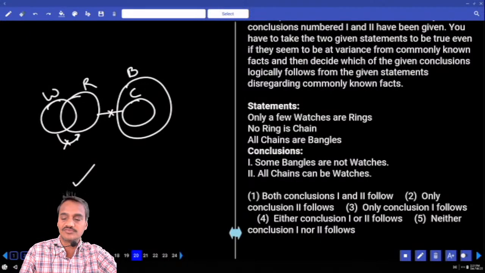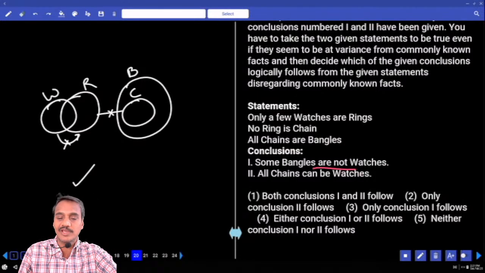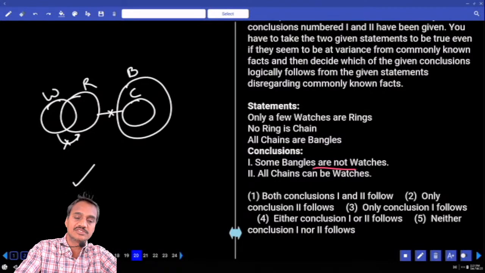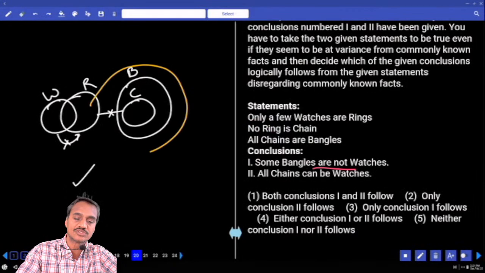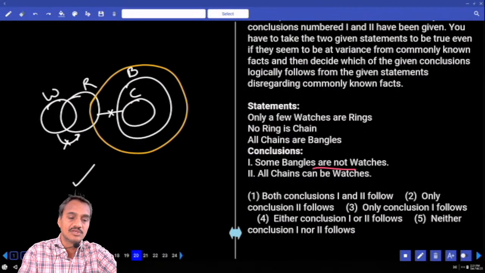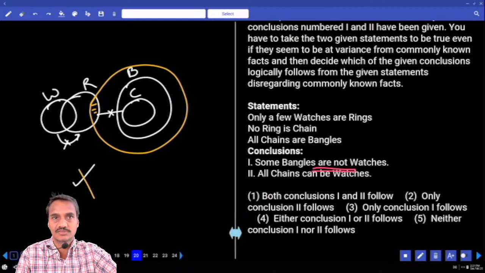Now this is the information here. First one, a negative conclusion. If false, all bangles are watches in the diagram. Now the entire bangle must be part of this watch. And the ring has an intersection with the watch. Hence, I have proven all bangles are watches, and some bangles are not watches will be false.